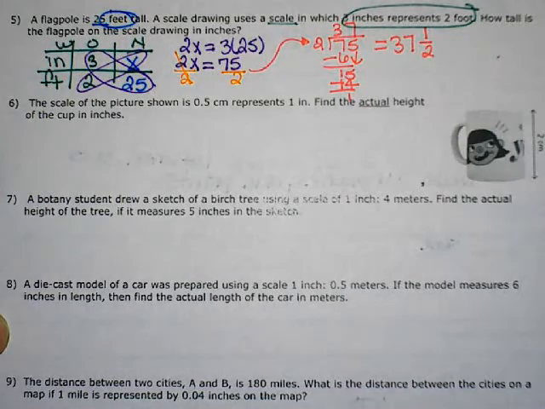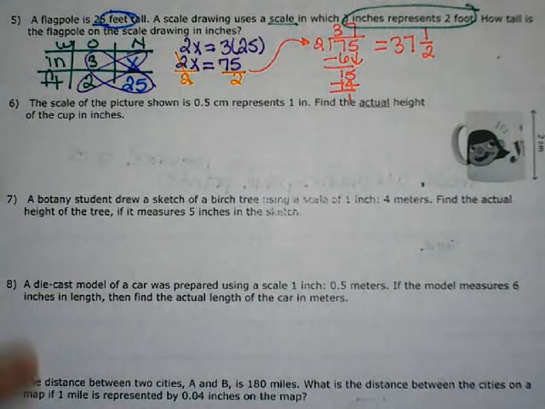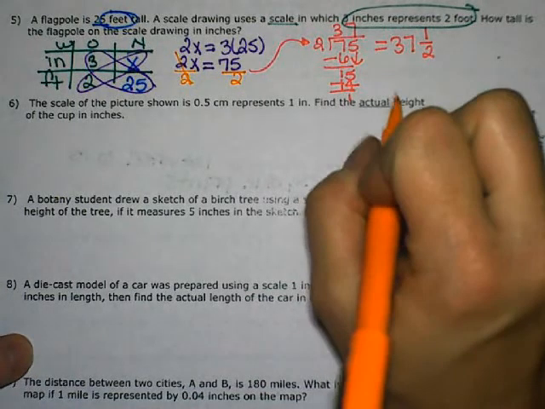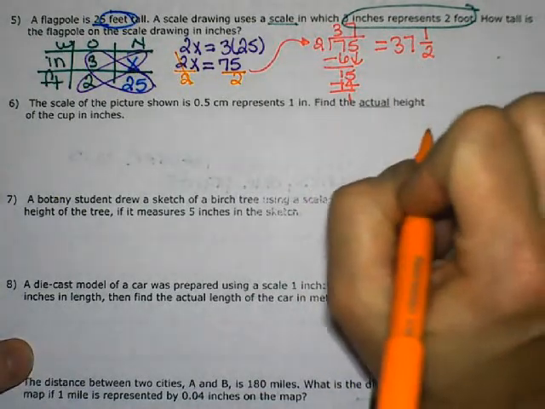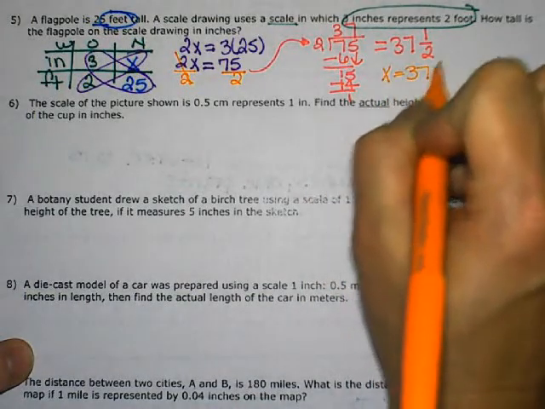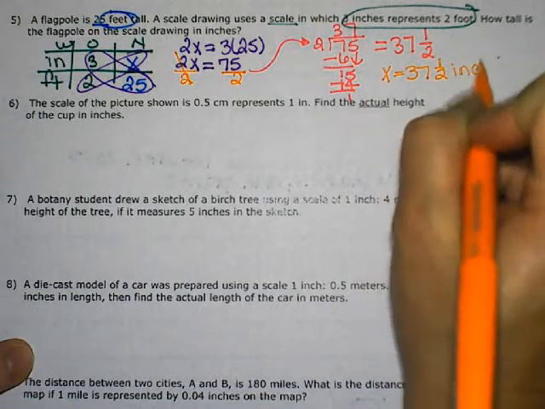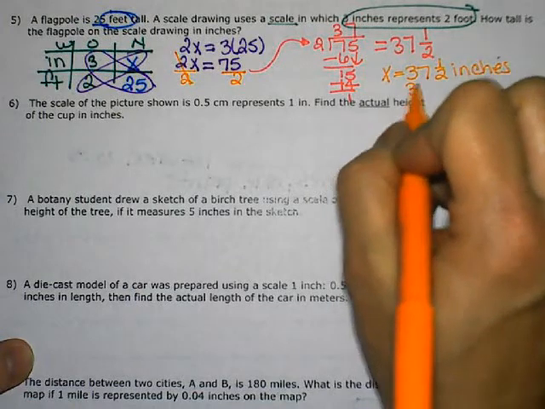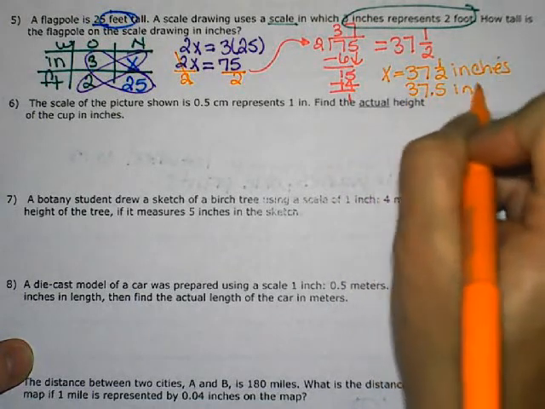I like to leave my answers as fractions because I feel that it is less steps. But if you prefer to convert yours to decimals, that would be okay too. We now know that the scale drawing of the flagpole is 37.5 inches.